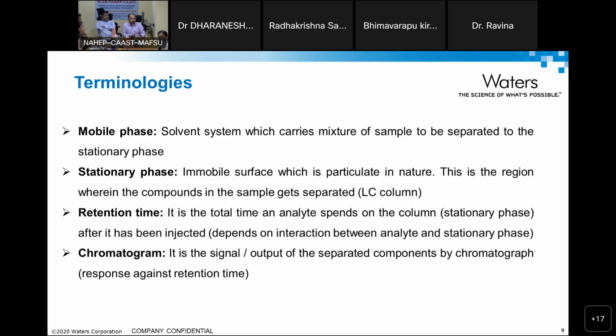Next is retention time. It is the total time an analyte spends on the column or stationary phase after it has been injected. The retention time depends on the interaction of the analyte and the stationary phase. The more time it takes to elute from the stationary phase, the higher the retention time. And finally, the chromatogram. It is the signal or output of the separated components by the chromatograph. So you get a graph of response against retention time.